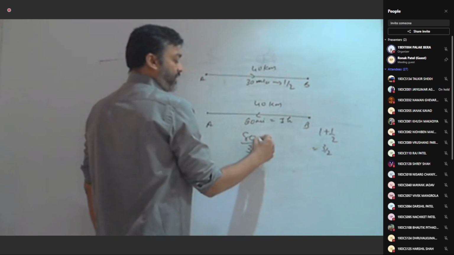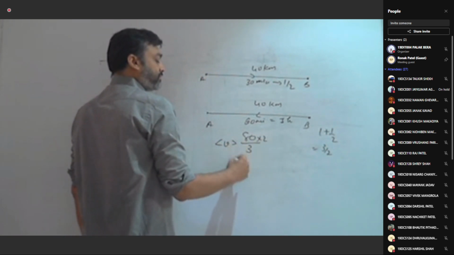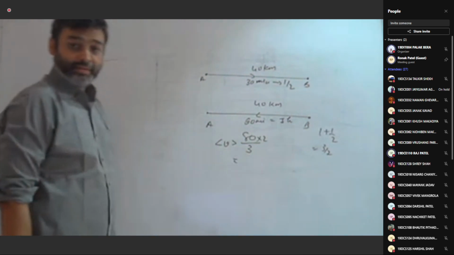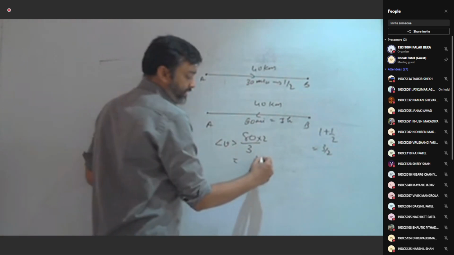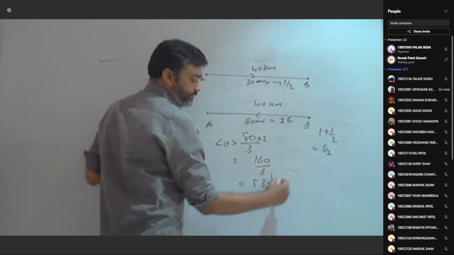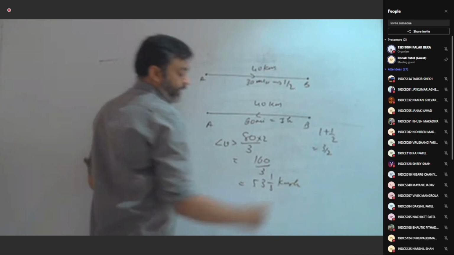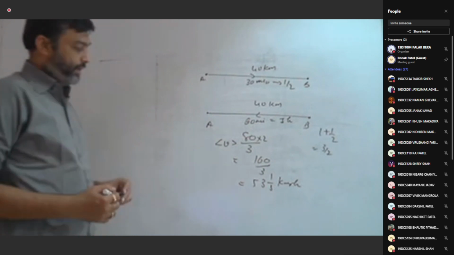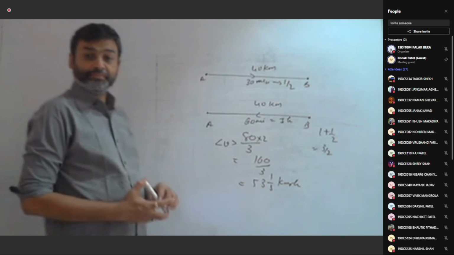I'll divide this with 3 by 2. This is my average speed: total distance upon total time. Right? So it is 160 by 3. Hope so understood everybody.